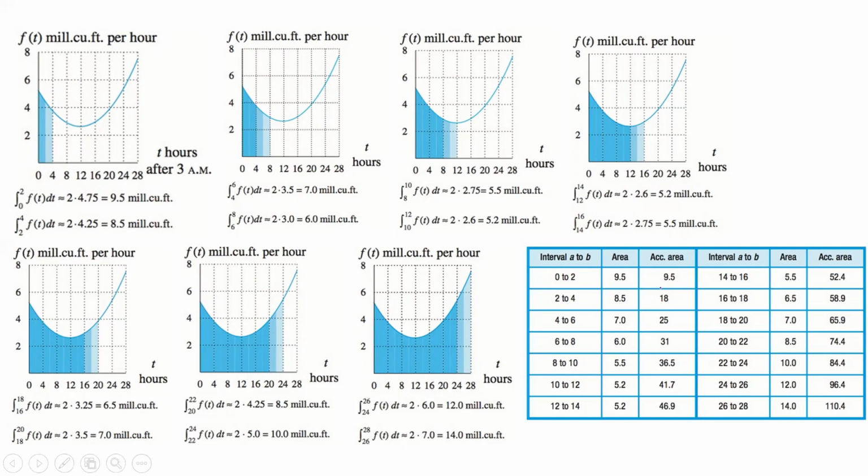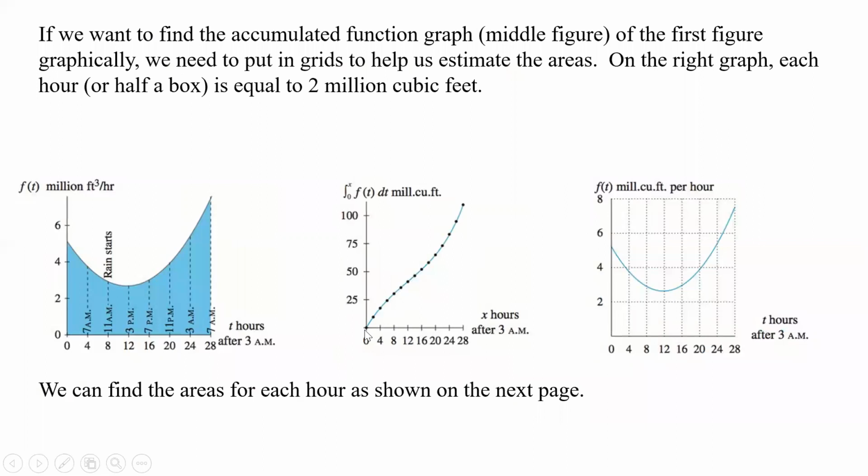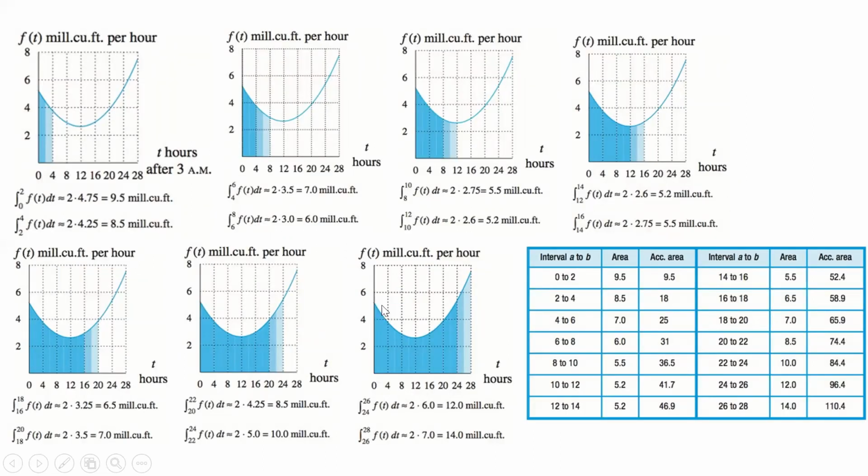Now, how does that work? Well, if we go back here, at 0 we had 0. Then we went to 2 and we had the 9.5. Then we went to 4 and we had the 18. And we're just going to keep doing that as we move across all of our graph. So then we'll do the next 2.